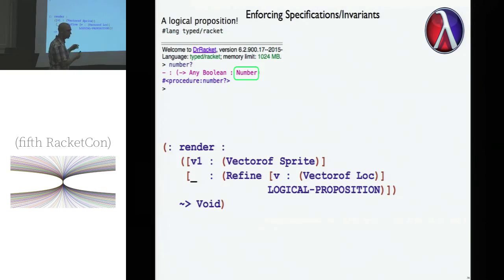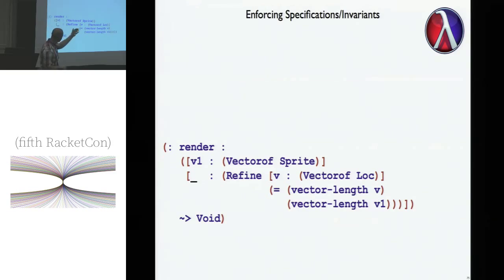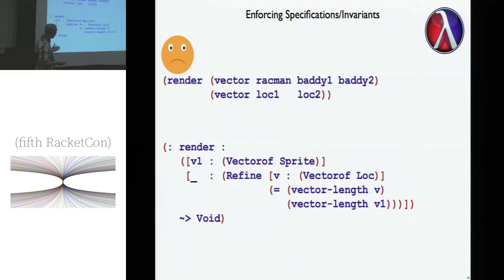You can have conjunctions, disjunctions. They're the wonderful things that you can see in other areas as well. And so we'll use the logical proposition that the length of these vectors we have to get is the same as the first argument. So they need to be equal in length. And so if we have this type on it, when we go to have a call site where we're passing two vectors that aren't of the same length, we get a static type error.